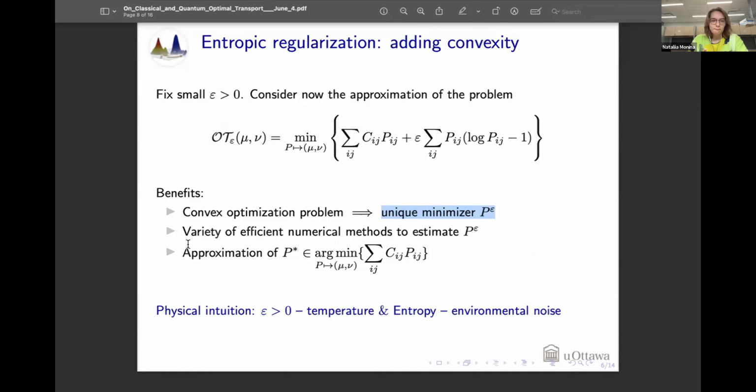What I wanted to say next is that the approximation of the solution of the original problem can be obtained by approximating the solution of this problem. So when you solve this one for small epsilon, you will also almost solve the original problem.